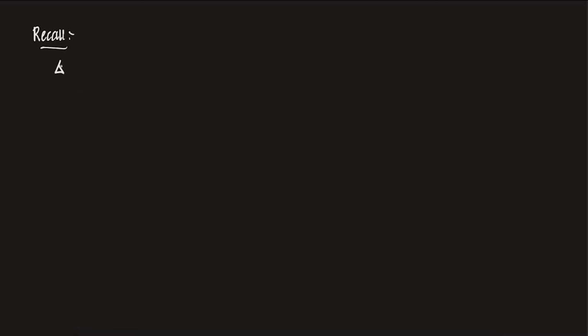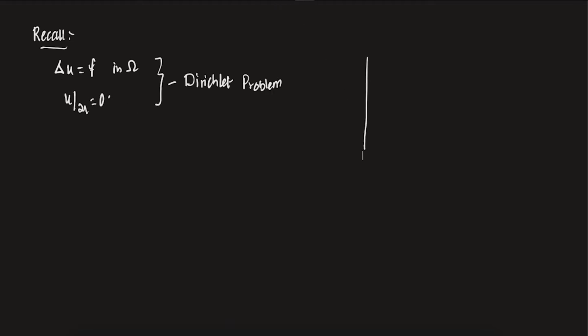Let's say you are given this problem: Laplacian of u equals f in omega, and u restricted to the boundary is 0. If you remember, this is called the Dirichlet problem. Of course, the equation itself is called the Poisson equation. Only this equation, Laplacian of u equals f, is called the Poisson equation.